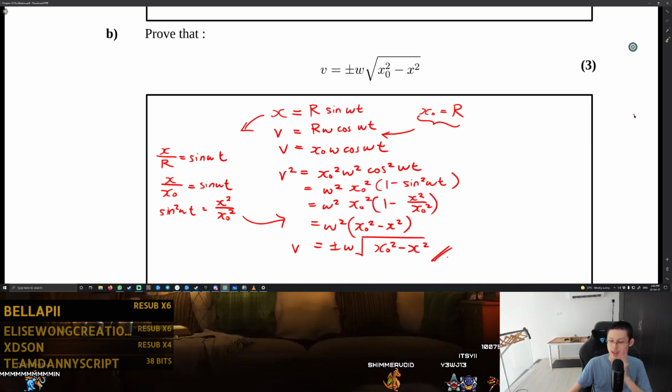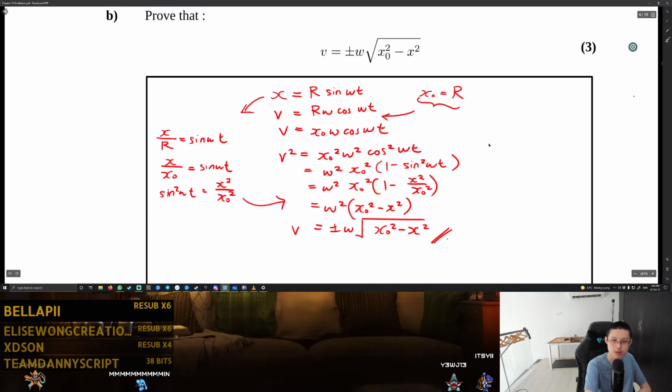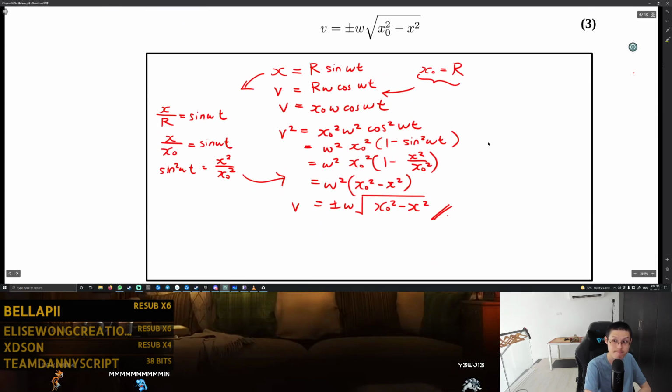Yep, there it is. So this expression is very useful. It would do you well to remember this, or well, know how to derive this. Okay. You guys good? Okay, moving on.